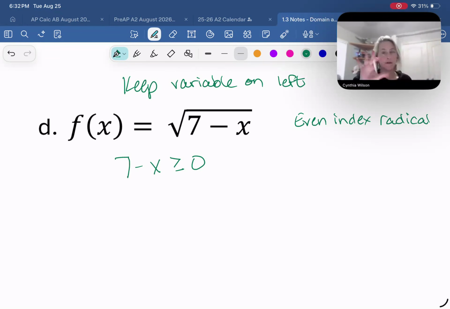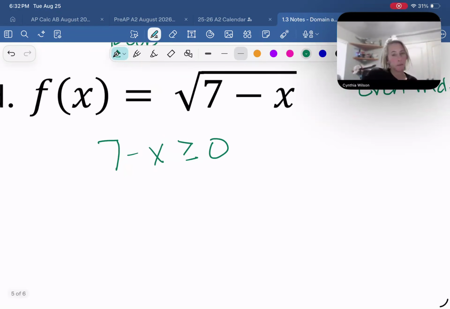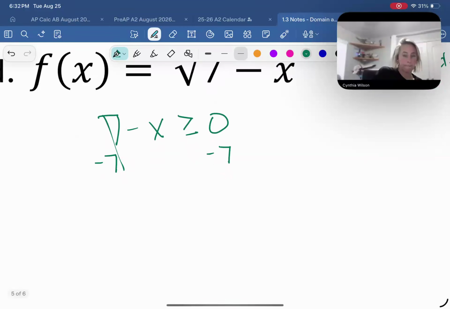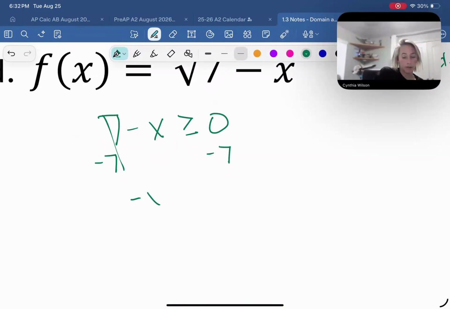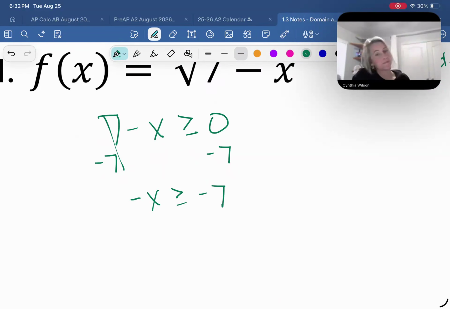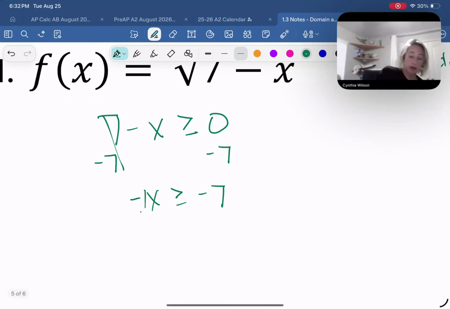Okay, it's going to make your life a little bit easier here. So keep the variable where it's at. All right, so I'm going to move this positive 7 by subtracting it because I want to keep x where it's at. All right, I've got a negative sign and an x. So negative x greater than or equal to negative 7. I don't want a negative. This is like saying negative 1x. Okay, I don't want a negative 1. I want x. So I'm going to divide both sides by negative 1.